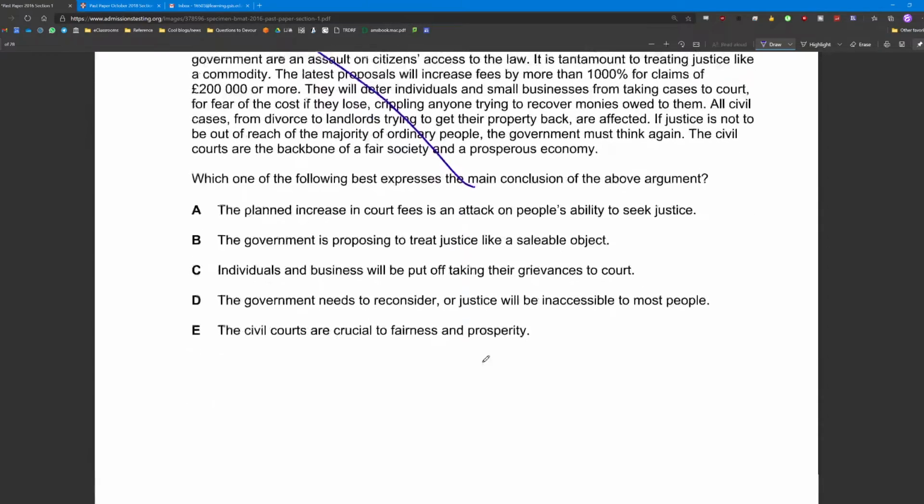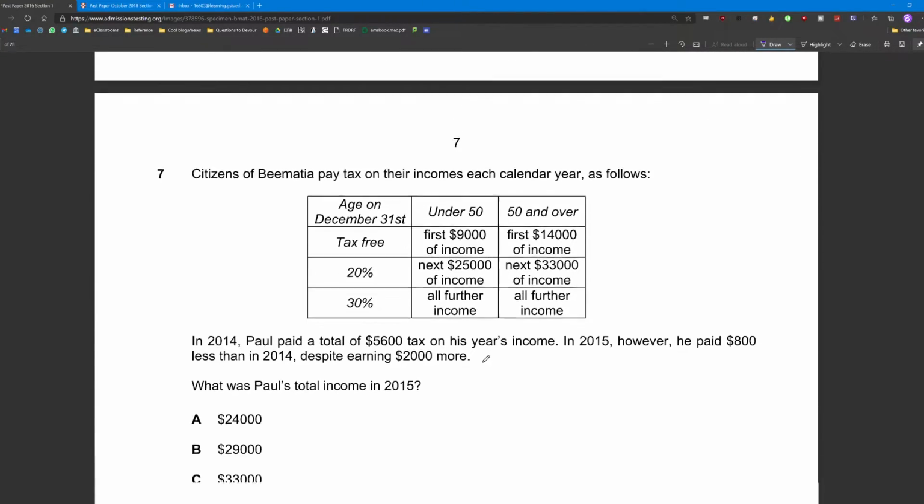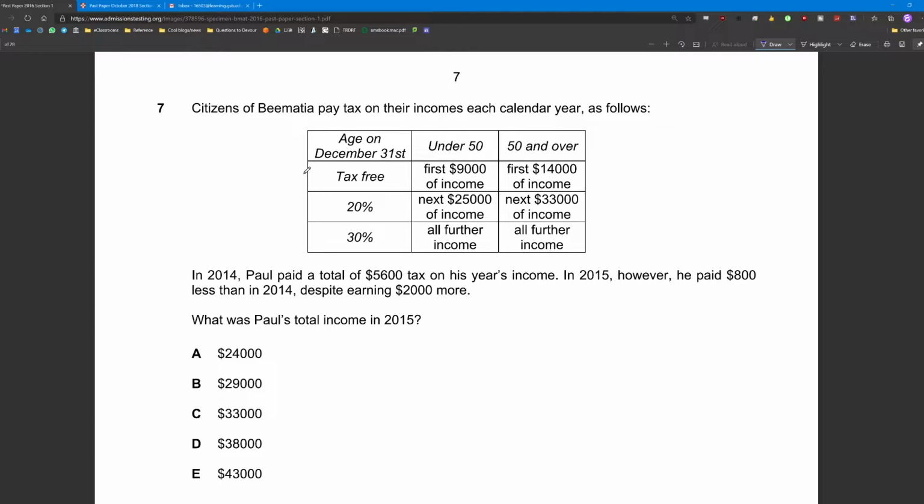Main conclusion of the above argument, this is critical thinking. Citizens of BMAT pay tax on their incomes each calendar year as follows. In 2014, Paul paid a total of $5,600 of tax on his year's income. Okay, tax-free, so $0 paid. 20% of the next $25,000 means $5,000 in tax, and so 600 must have been the 30% of his further income. So that means there must have been $2,000 of further income.